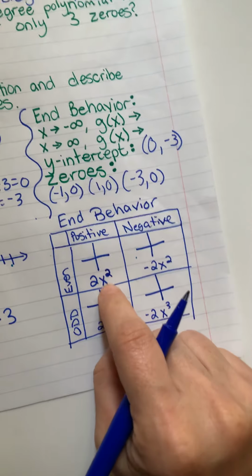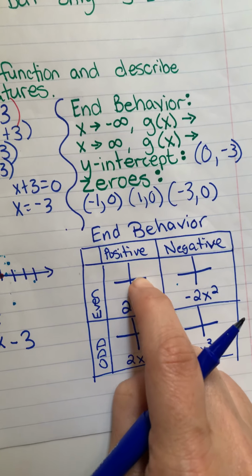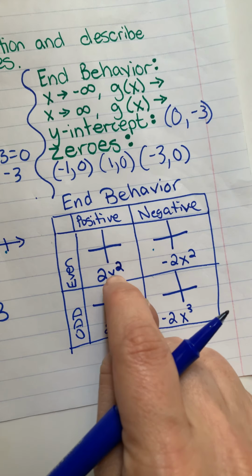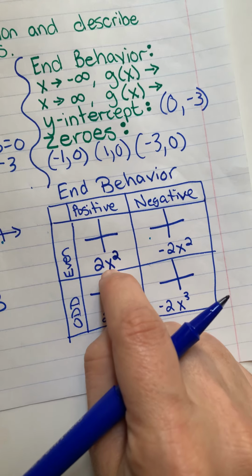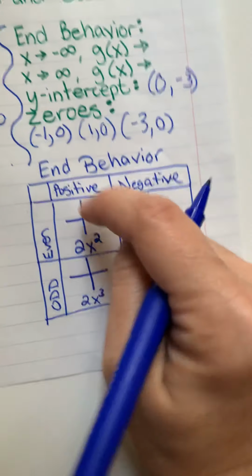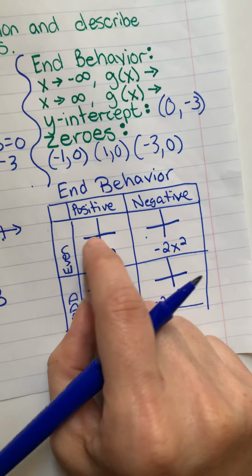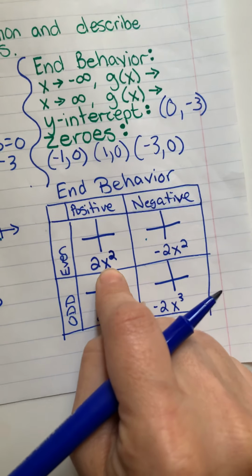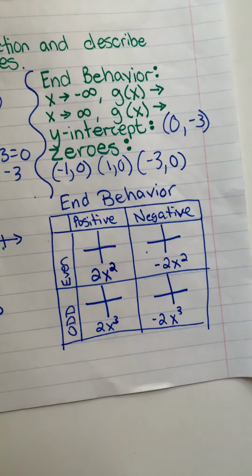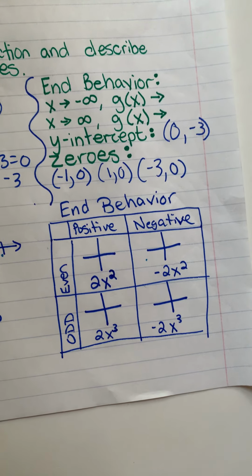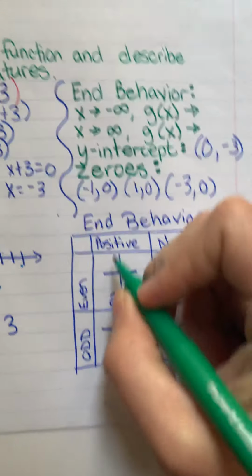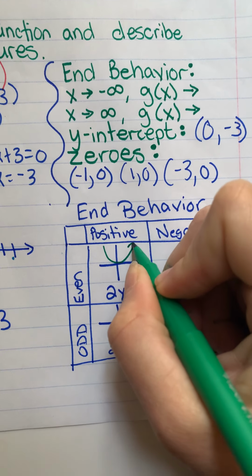So think about what would happen if my x was positive in this equation. If I had a positive x and I square it, it's positive, and then I'm multiplying it by a positive number, so it's going to go up this direction. Now think about what would happen if it was negative. I have a negative x and I square it. What does that do? It makes it turn positive. And then I'm multiplying it by a positive number, so it stays positive. So when it's a positive coefficient and an even exponent, it's going to do something like that.